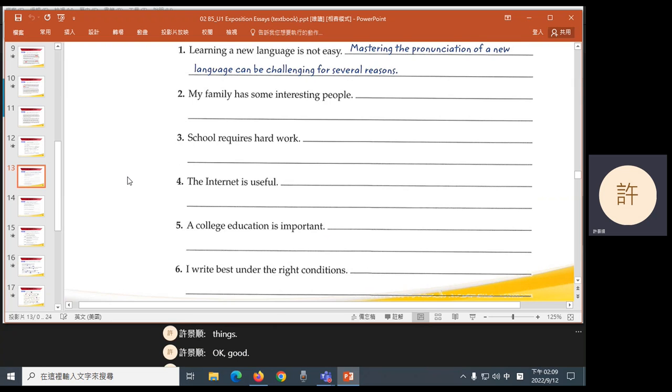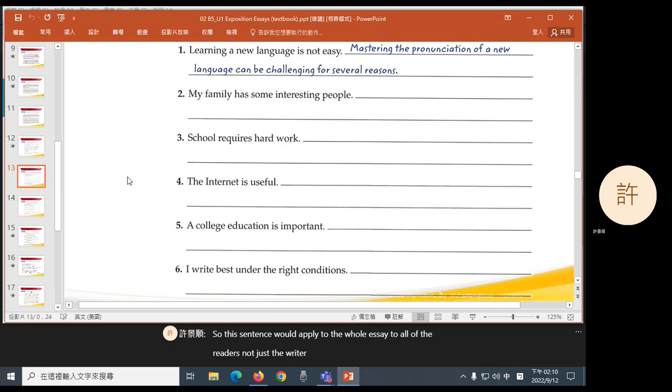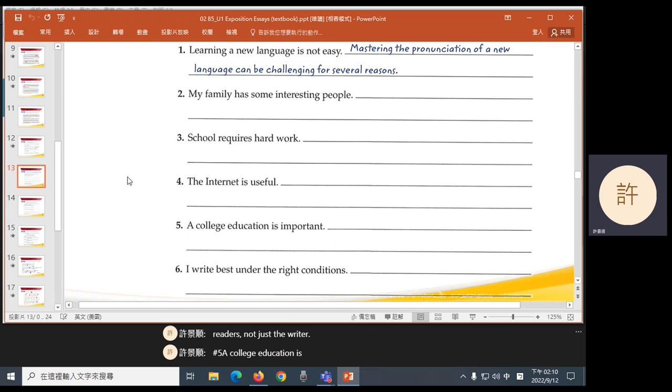Although, because it is a thesis statement, it is supposed to describe the entire essay, maybe it would be better not to say I. Maybe it would be better to say the internet can help us conveniently look up information, watch movies, listen to music. So this sentence would apply to the whole essay, to all of the readers, not just the writer. Number five, a college education is important. Yes, but why?